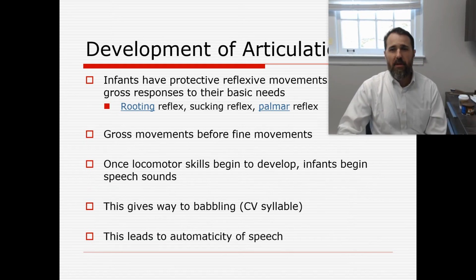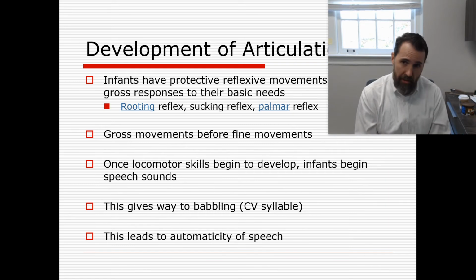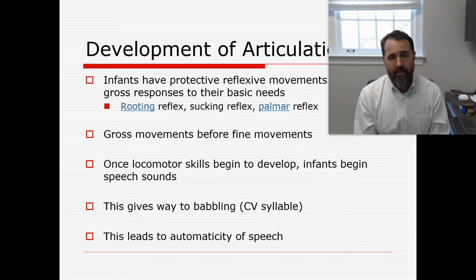All right, let me say a few words about the development of articulation in infants. So an infant's ability to move begins with reflexive movements.